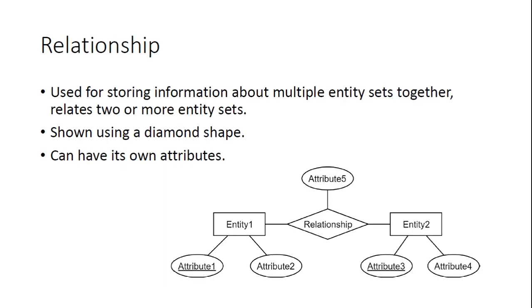So relationships are shown with diamond shapes. We are keeping information about multiple entity sets together. We can relate two or more entity sets. There can also be self-referential relationships, so the same relationship can be connected to the same entity set with more than one link. And relationships as well can have their own attributes. So in this case, for example, between entity 1 and entity 2, we are defining this relationship, and for that relationship we are keeping the attribute 5, for example.